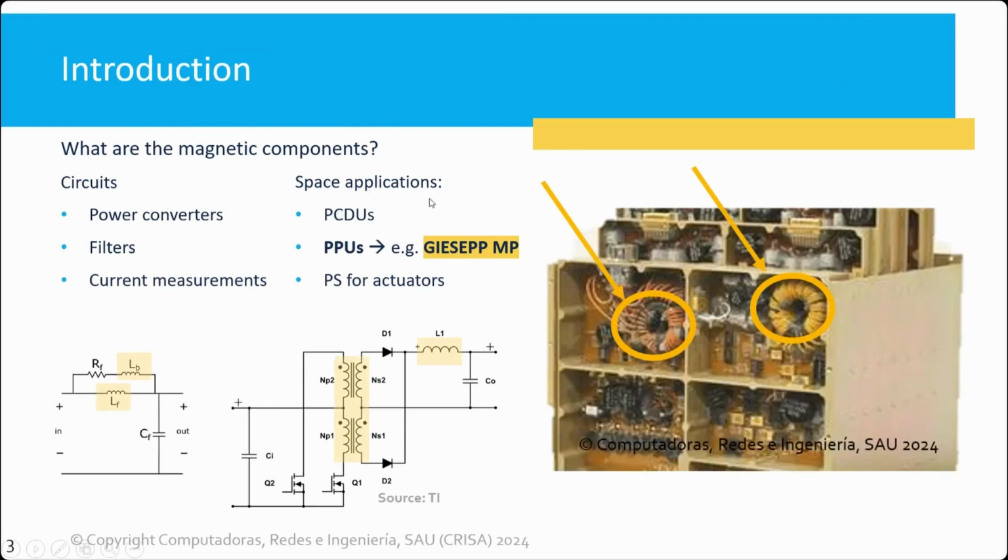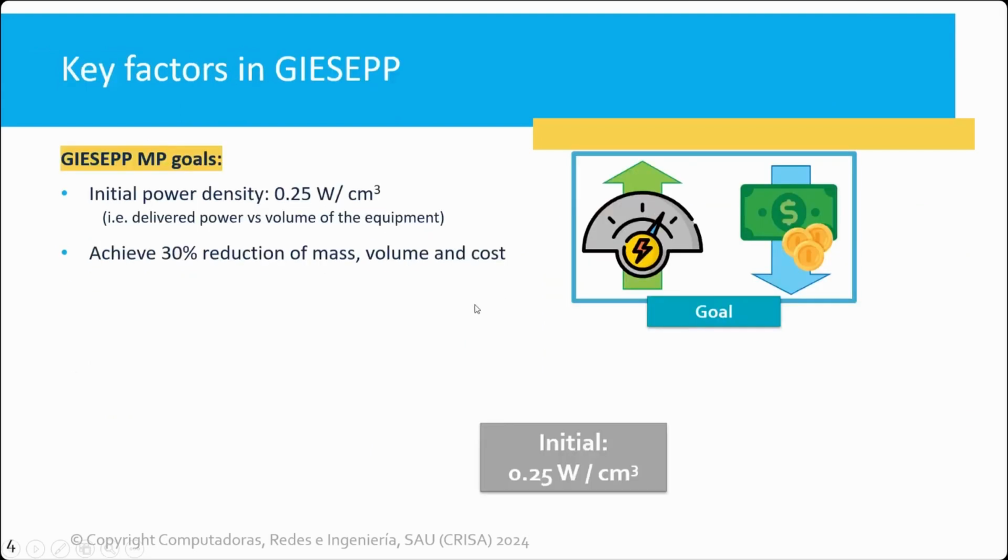And regarding space applications, we can find them in power conditioning and distribution units, PCDUs, or in propulsion power units, like this one for this project, GIESEPP MP, and for many others, like power supplies for actuators. For example, the one in the image on the right is a unit for launchers. And here we can see how these magnetics look.